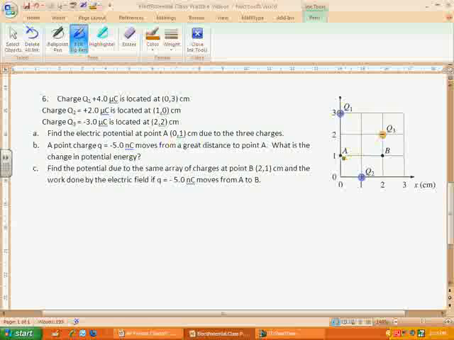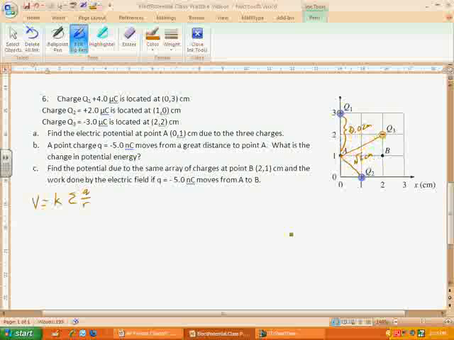Now we know from our discussion in class that electric potential is equal to K times the sum of the Q's over the R's. Okay, so if we're looking at A, Q1 would be 2 centimeters away, so 0.02 meters. We know that Q2, that would be 1 squared plus 1 squared, so that would be the square root of 2 centimeters. And then Q3, so that would be 1 squared plus 2 squared, right?